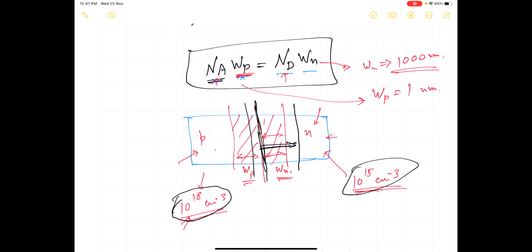This concept I shall discuss in much more detail when we come to the bias voltage in the p-n junction, so that part maybe I can discuss in the next class. Okay, so today we'll stop here.